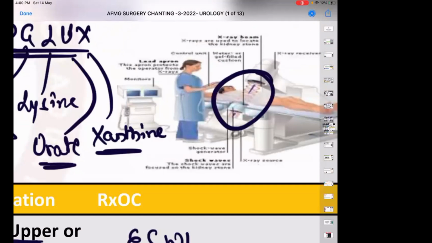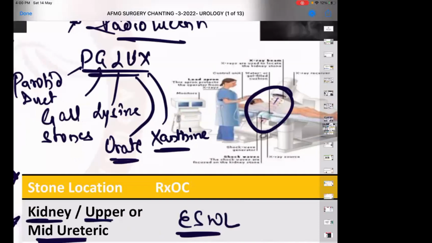Due to the high frequency sound waves, the stone will break into pieces. That is what ESWL is. Shock waves are sent to the stone, and due to the shock waves, usually the stone will break. So remember this. And if the stone breaks, this question has come before, this image has come before.